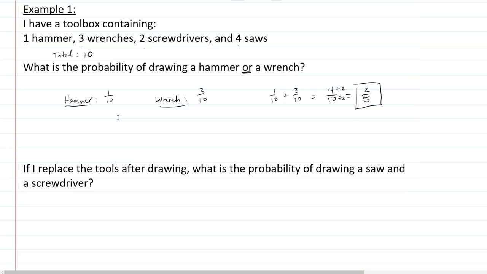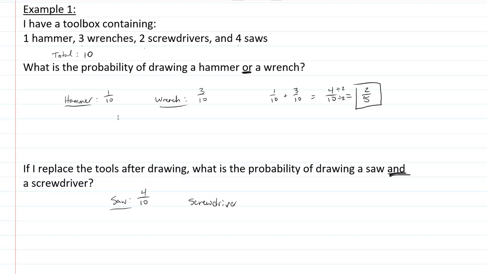Now, if I replace the tools after drawing, what is the probability of drawing a saw and a screwdriver? So let's calculate the probability of drawing a saw. It's going to be 4 over the total, which is 10. And the probability of drawing a screwdriver is going to be 2 over 10.